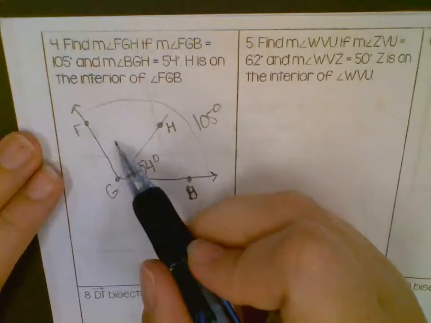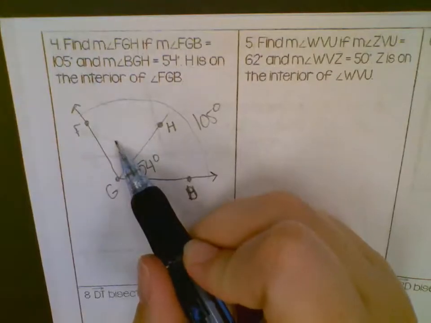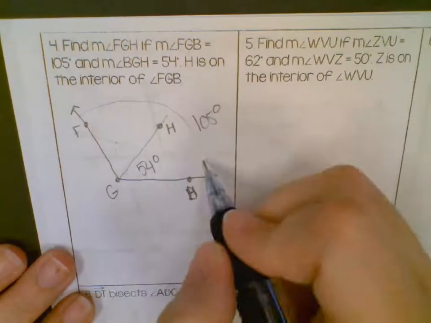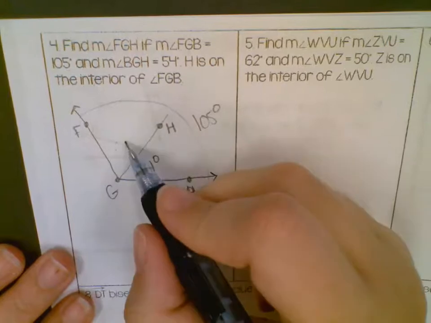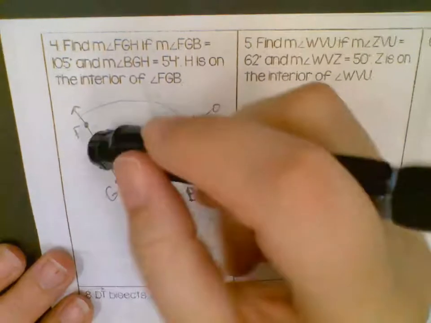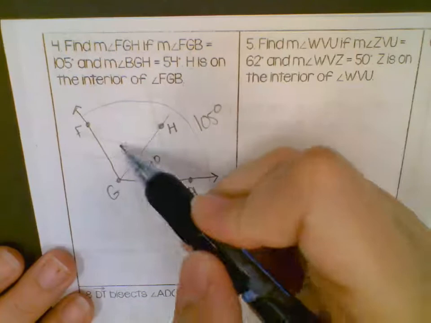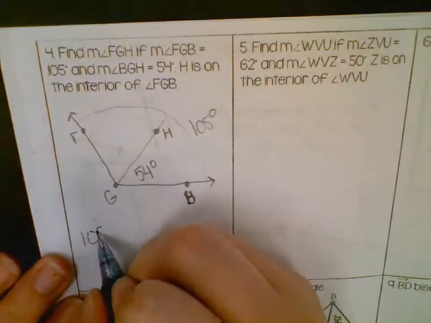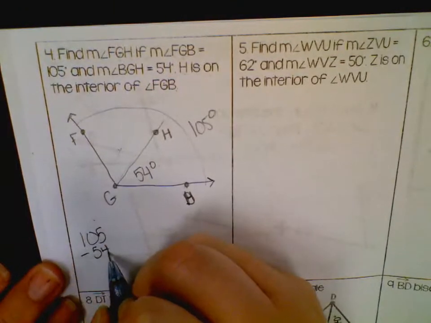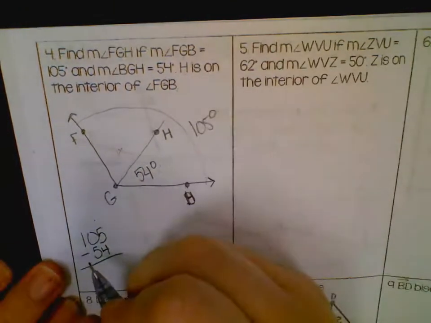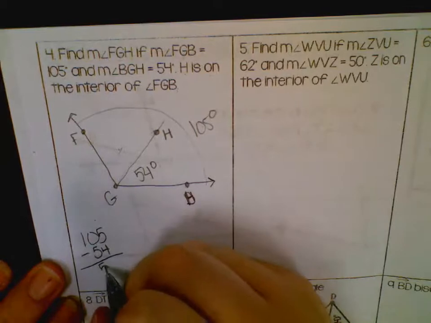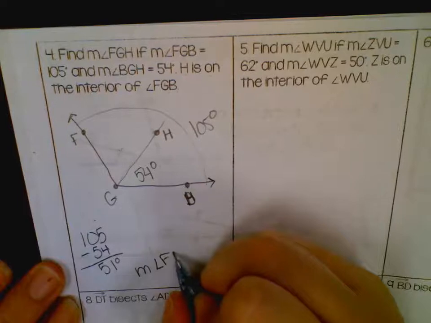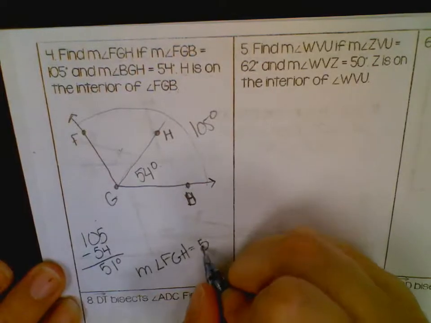So now we're looking for what the measure of FGH is. So if we know the whole thing in one piece, then remember we use subtraction to find the other piece. Or you could write it as an equation and put like an x here. So x plus 54 equals 105. So I'm just going to write it as subtraction, though. I like that better. So if we subtract, we get 51 degrees. So the measure of angle FGH is 51 degrees.